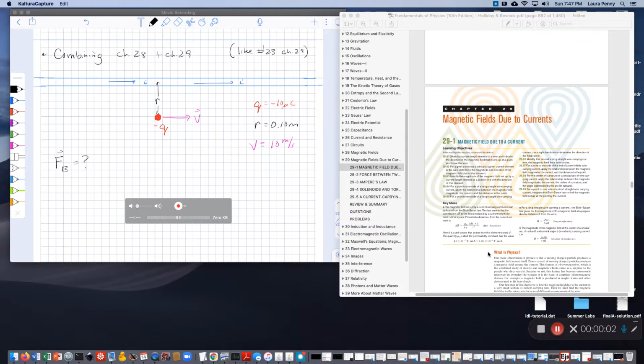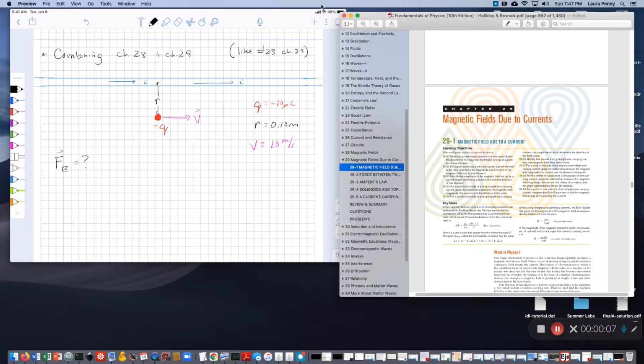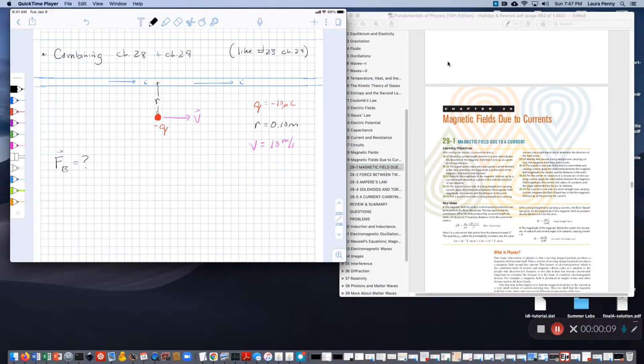Okay, so what happens if we combine what's happening here in chapter 28 and chapter 29? So here I have a current carrying wire, and then some distance r from the current carrying wire, I have a negative charge that's moving with a certain velocity. So I want to know, what is the force on this charged particle caused by the magnetic field? Because the wire produces a magnetic field.